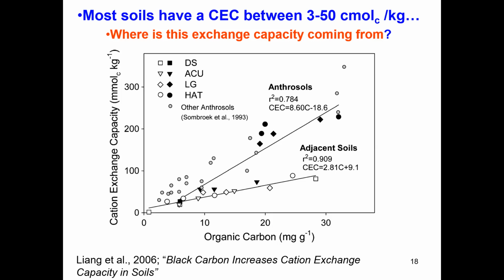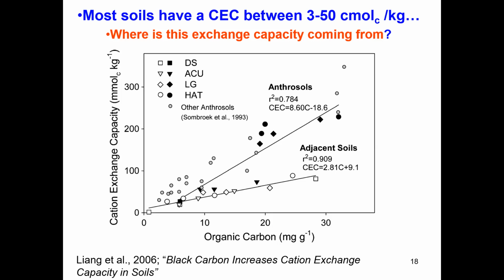Here's one example from a study that just came out less than 10 years ago. Sorry, let's see if I can move this annoying thing. Yeah, 2006. And these were some soils that they discovered in the tropics. Again, these are those terra preta soils. What we have here is organic carbon content on the x-axis and cation exchange capacity on the y. And both of these lines we would expect to be positive, right? Because cation exchange capacity should increase with carbon content. That should be a universal truth.